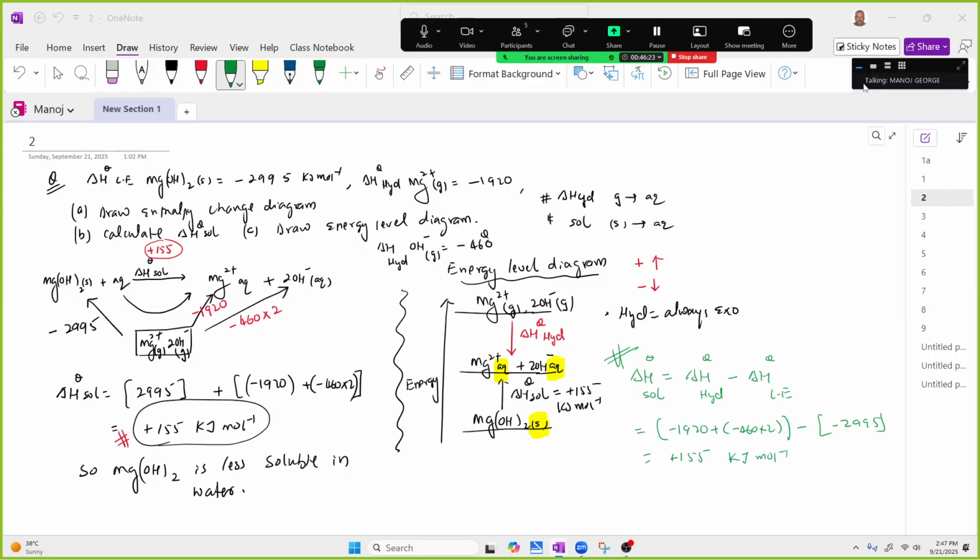Okay. So if you don't want to draw the Hess law, if you're running out of time, you can directly use this formula here. So solution enthalpy equals hydration minus lattice energy. Halas. You can just directly get the answer. Is that okay? Happy now?